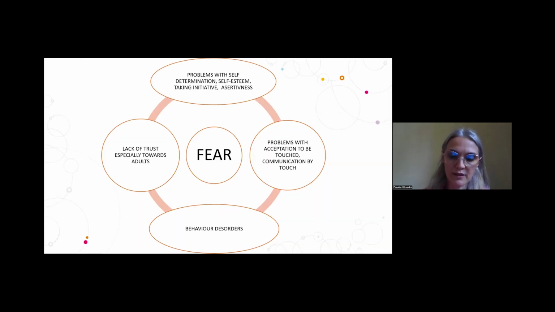What is difficult about children with cancer? It is fear. Fear because of the problems with self-determination, self-esteem, initiative and assertiveness, problems with acceptance of being touched, communication by touch, because they don't want to be touched. And the second, lack of trust, especially towards adults, and behavior disorders.